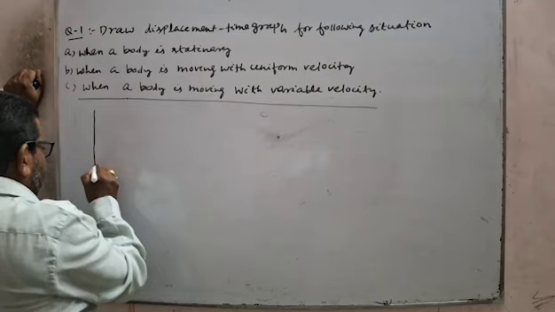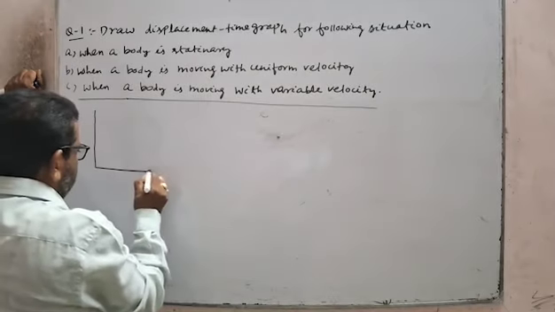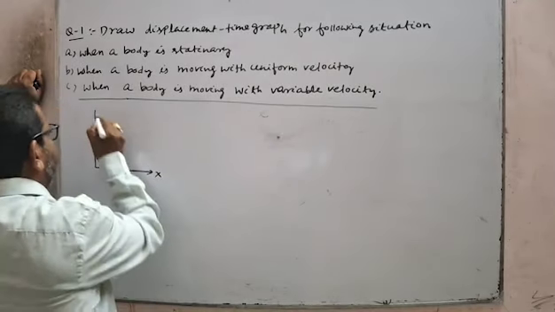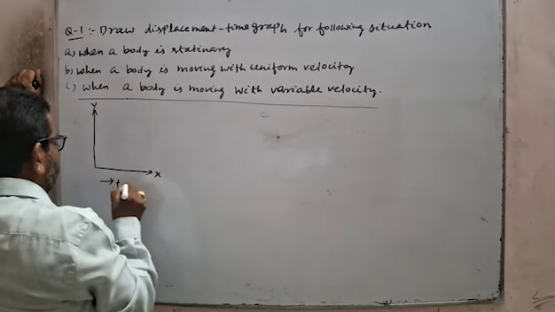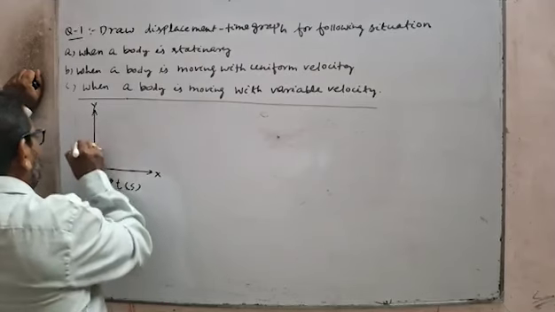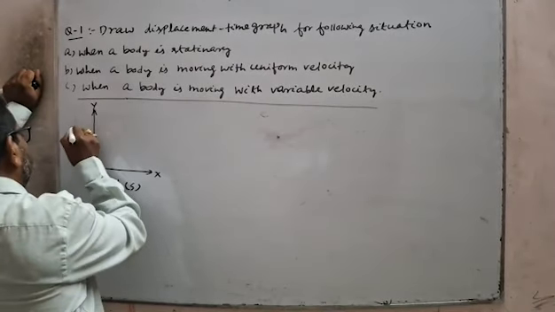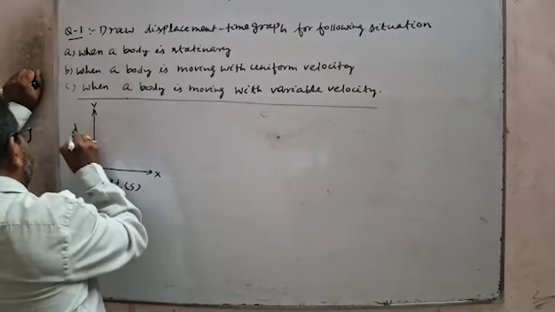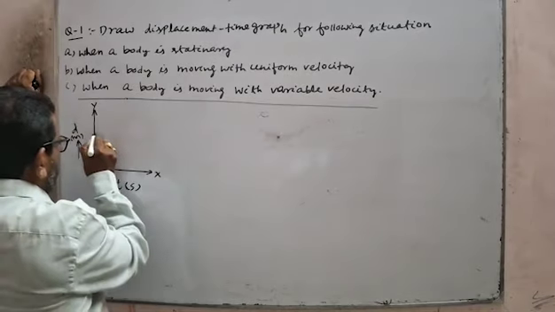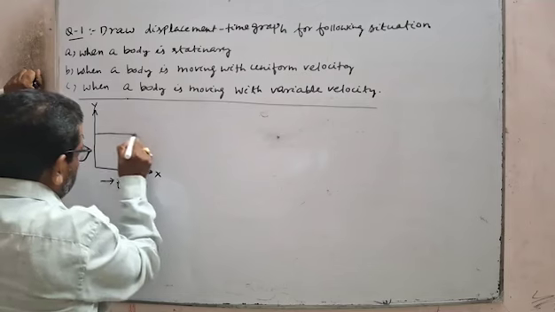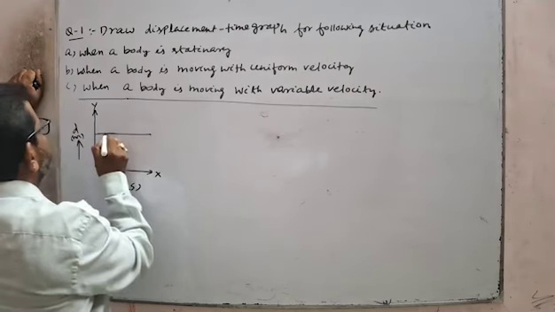I have explained that when the displacement-time graph is parallel to the time axis, then the body is stationary. If the displacement-time graph is parallel to the time axis, then the body is stationary.